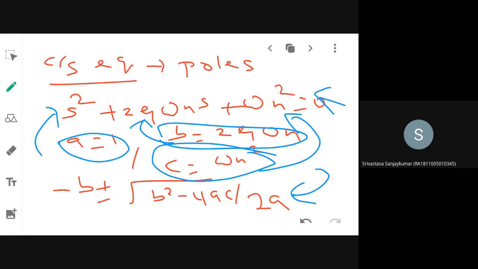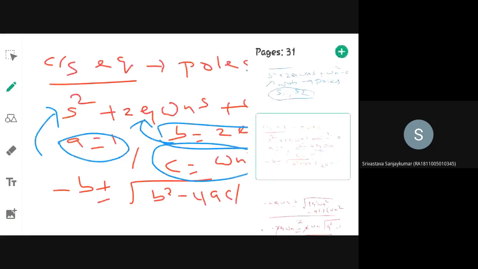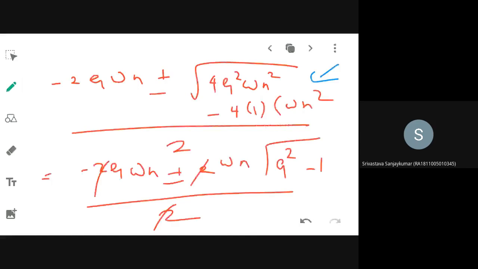Good. Substitute A, B, C in the formula. Minus zeta omega n plus or minus omega n square root of zeta squared minus 1. This is how you have to substitute and simplify. This is my minus b, then this is my b squared term, and this is my 4ac.